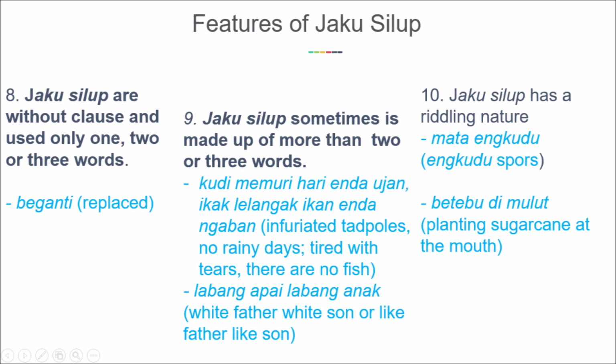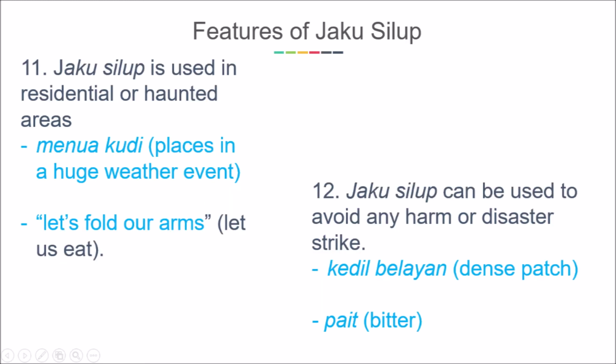And another one in this context, the riddling nature of our allusion. For example, bertebu di mulut. Bertebu di mulut means planting sugar cane at the mouth. But what does it mean? It means that we always say sweet things. We always give promises, but never once are they fulfilled. So this is very bad. And by having this riddling nature, sometimes people try to advise this particular person not to plant sugar cane at the mouth.